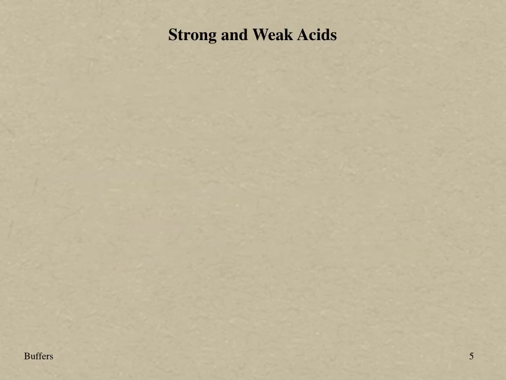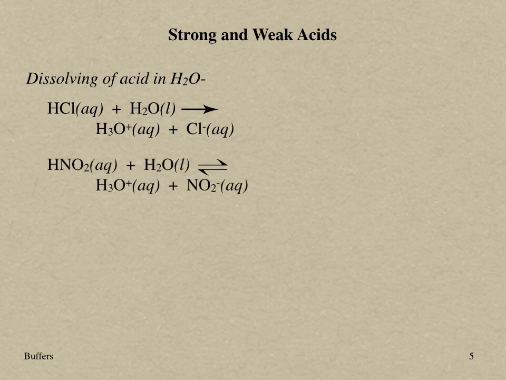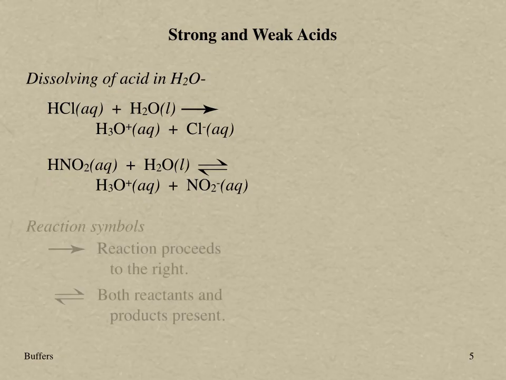In this lab, you will also measure the pH of strong and weak acids. Consider the dissolving of the strong acid hydrochloric acid, HCl, in water. The products formed are hydronium ion and chloride ion. The weak acid nitrous acid also forms the hydronium ion in water and its conjugate base, NO2-. So, what's the difference between these two acids? The reaction arrows are used to indicate the difference.